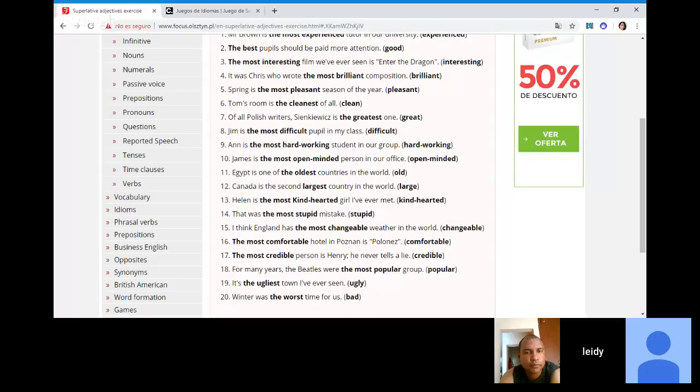Excellent. How old is he? How old is he? She's a girl. Tomorrow she is going to have 12 years. Oh, it's my brother's birthday tomorrow. Ah, okay. But excellent.